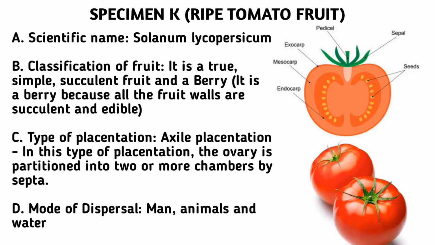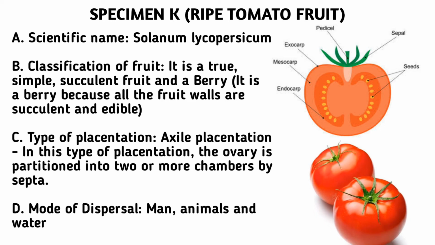Welcome back. Specimen K is the ripe tomato fruit, and the scientific name is Solanum lycopersicum. Remember, the first name starts with a capital letter, and the second name with a small letter, and then underline them separately. For the classification of fruit, it is a true fruit. Fruits are said to be true when they develop from an ovary only. Also, it is a simple fruit because it develops from just a flower with one ovary.